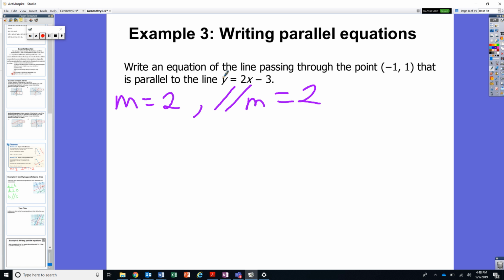All right, well, what else do we know? We know that we want it to go through the point negative 1, 1. Well, here, ladies and gentlemen, in my opinion, is where the point slope form comes into play. Yes, the point slope form is a forgotten form, but it is so important as you get into higher level mathematics. So we are going to be practicing with point slope form.